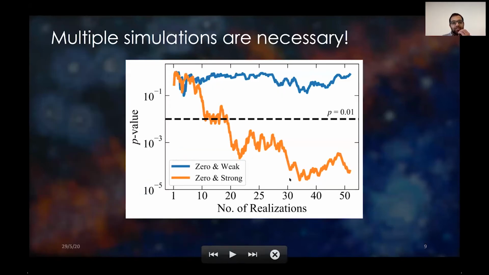So to summarize, I don't remember I had this slide here. This slide is more for the numericists, and it talks about how you have to be cautious in terms of analyzing these statistics, because if you don't have a sufficient number of simulations to create this PDF over, you might end up getting wrong results.